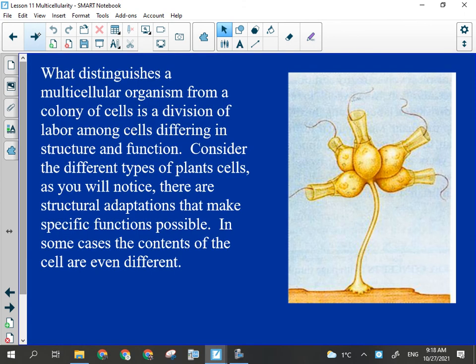All right. So now we have to talk about the difference between a multicellular organism and a colony of single-celled organisms working together, because they are different. The defining characteristic of a multicellular organism is this.